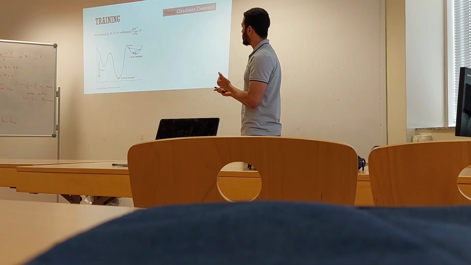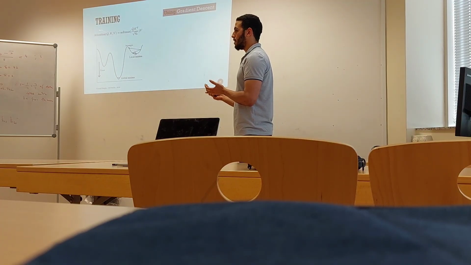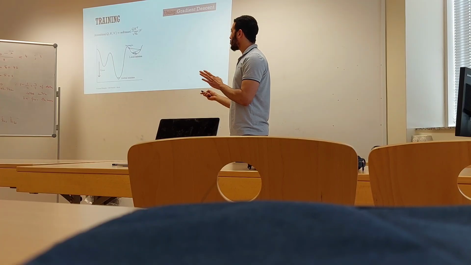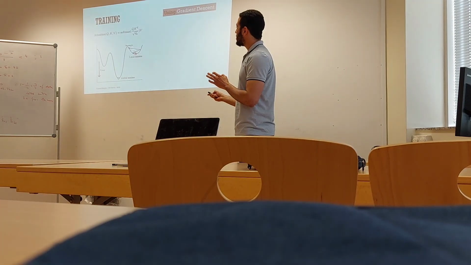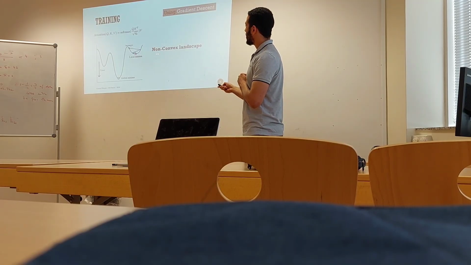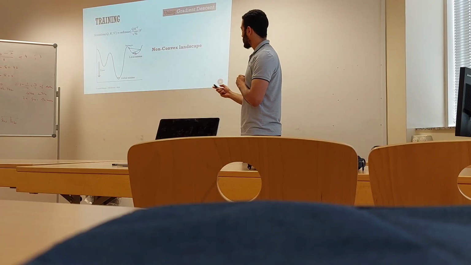So it's not guaranteed at all, when you train a model with gradient descent, that you will always reach the global minimum. You may reach only a local minimum. This is what they call in the paper a non-convex landscape.